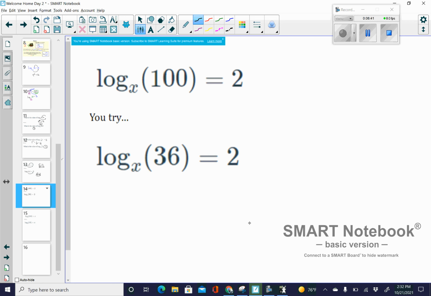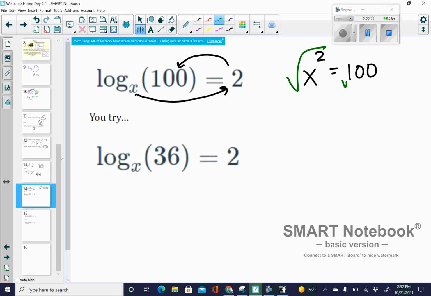All right, 2 more questions. This one we're going to set up the same way. x to the 2nd power is equal to 100. So x, a number, to the 2nd power equals 100. To solve this, I want to do the opposite of square, which is square root. So I get x is equal to 10. You can do the same thing here with yours. So pause the video and then play it when you're ready.